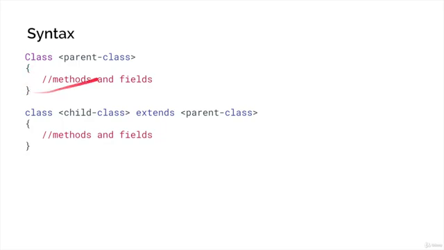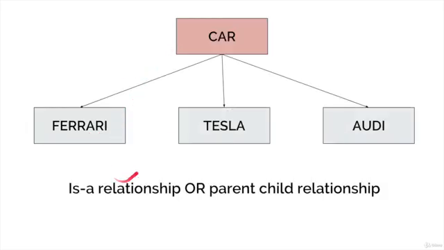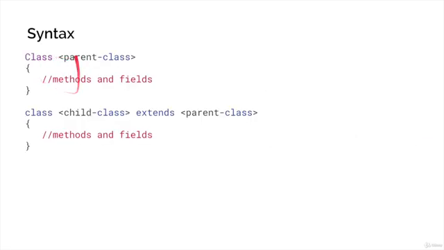So we can define class over here: class, parent class. In this particular relationship, I would like to mention that car is also known as the parent class, and Ferrari, Tesla, Audi are also known as child classes. In the syntax we first have to define the parent class, and define the corresponding methods and fields.